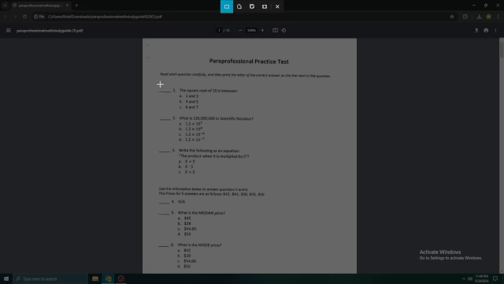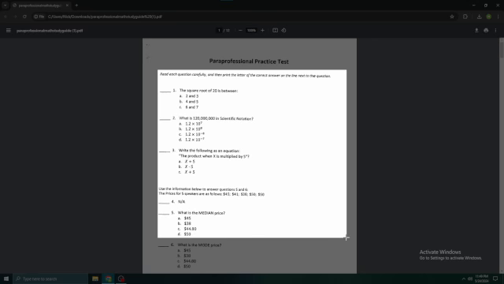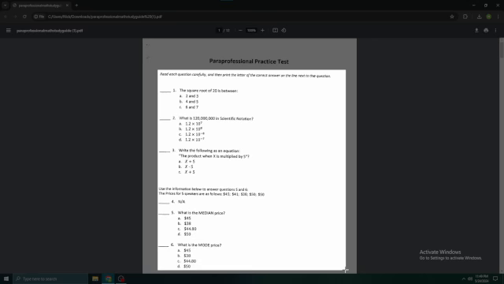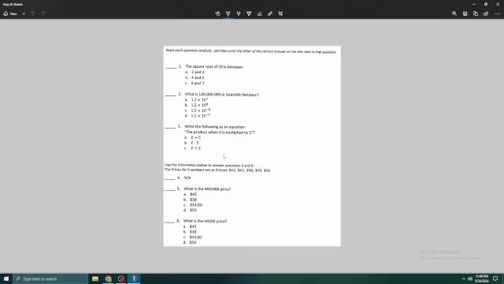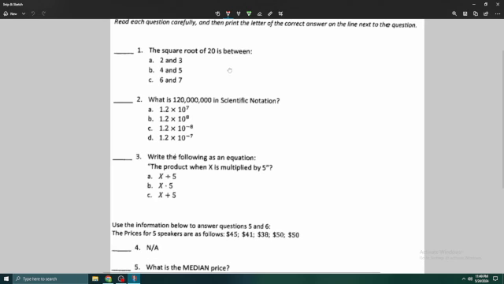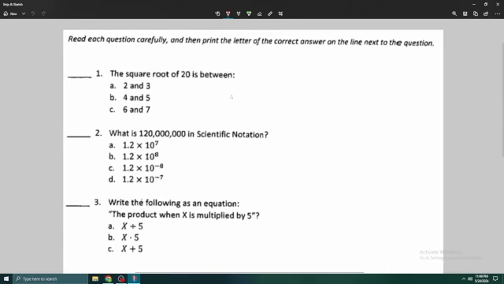Alright, so this is just a little bit of help with the paraprofessional test. So let's take a look at this. So the square root of 20.